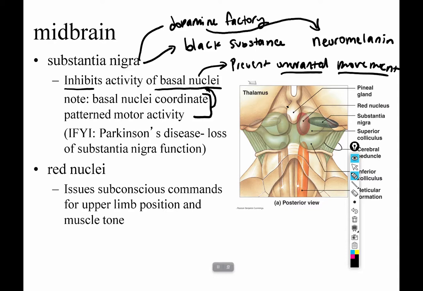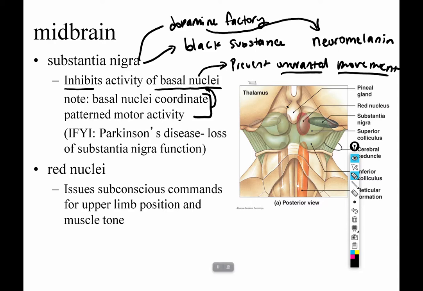However, if you take the inhibition away, which is what happens when the substantia nigra is unable to inhibit the activity of the basal nuclei, then you get unwanted movement. So in Parkinson's, this manifests as, at least in the initial stages, you can do an action, but it's accompanied by these tremors resulting from unwanted movement due to disinhibition of basal nuclei. So what Parkinson's is, for whatever reason, the substantia nigra just stops making dopamine. It's like, yeah, I'm tired. I'm not going to do that anymore.